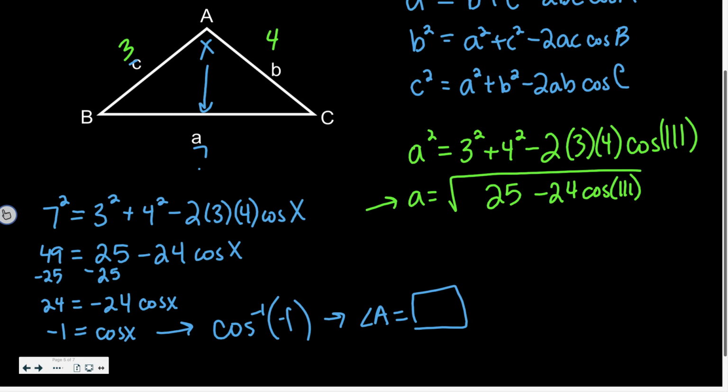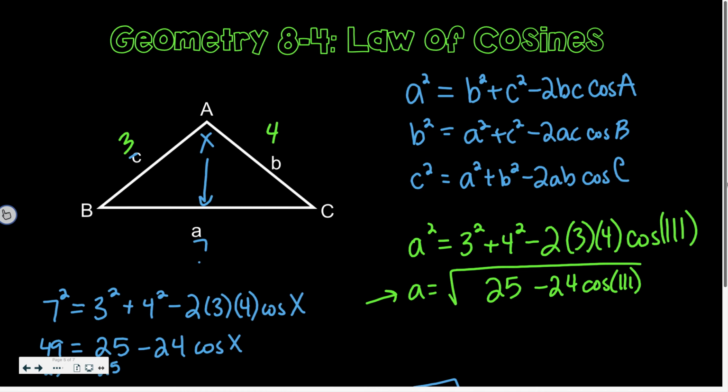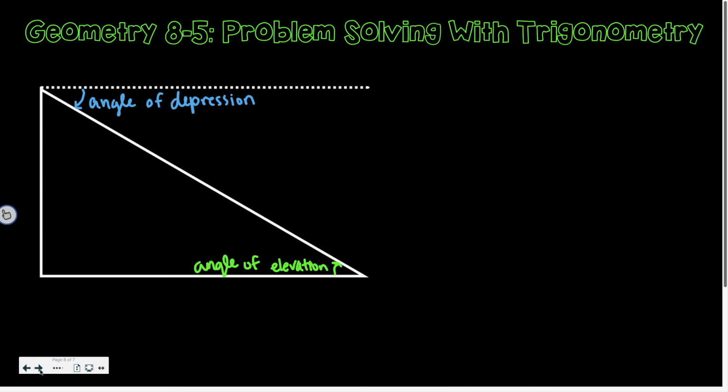So law of cosines you use in a side angle side situation or side side side situation. Anything else that's a non-right triangle, you're probably going to do law of sines. So that's something I forgot to mention on law of sines. Law of sines and law of cosines are only used on non-right triangles.